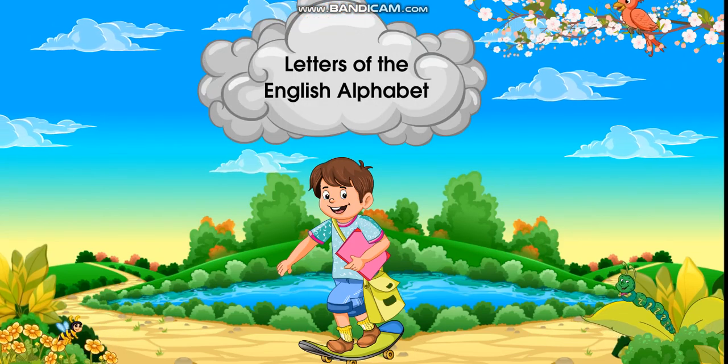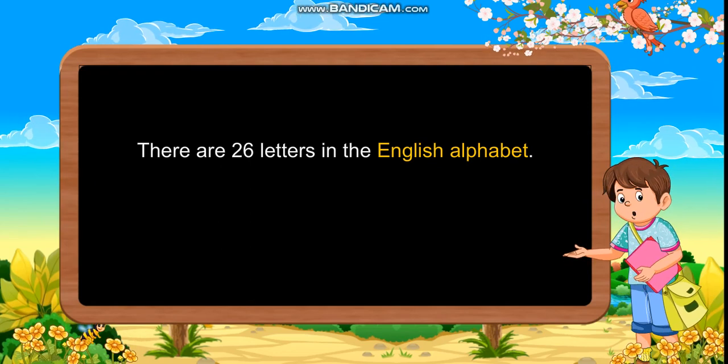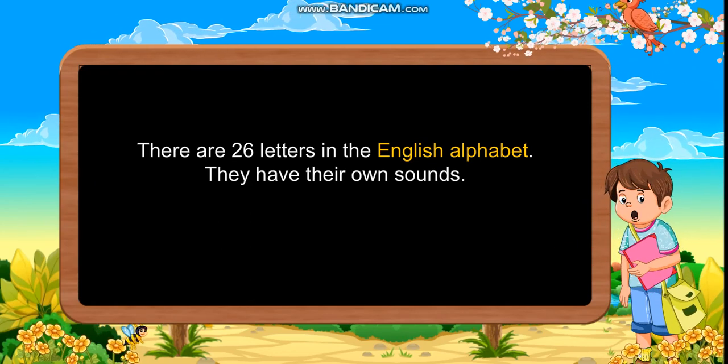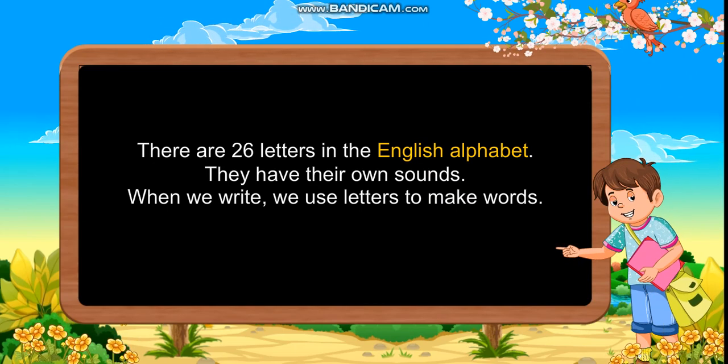Letters of the English alphabet. There are 26 letters in the English alphabet. They have their own sounds. When we write, we use letters to make words.